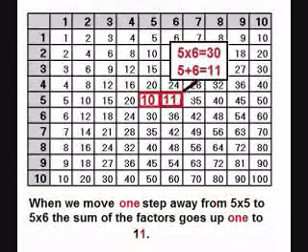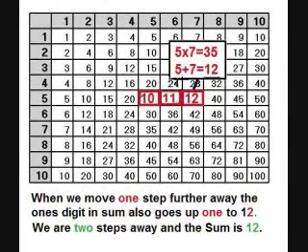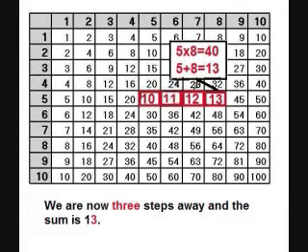Every time we move to the right or down from the 10 at the center, one of the factors is going to go up by 1. Therefore, the total of the factors will go up by 1. Here we're at 5 plus 6, and the total went to 11. Here, the second factor went up from 6 to 7, and therefore the total went to 12. Now the second factor at 5 times 8 went up by 1, and so the sum of 5 and 8 is 1 more.